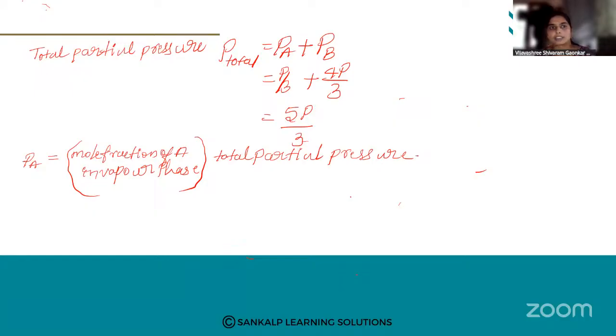This is the Dalton's law formula given in your textbook. Just go through that. So I will consider mole fraction of A in vapor state as YA. XA means mole fraction of A in liquid state. In vapor state, mole fraction of A I will take as YA.